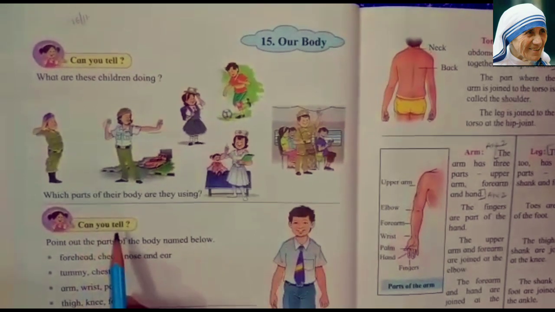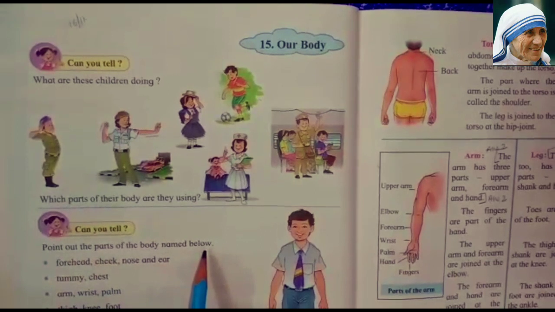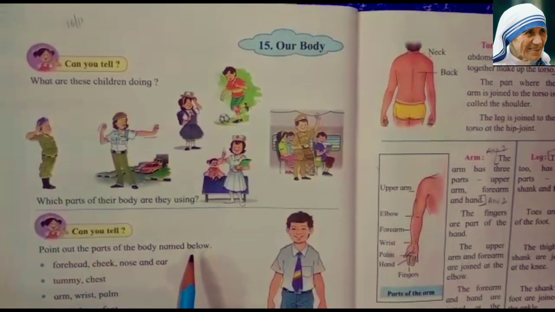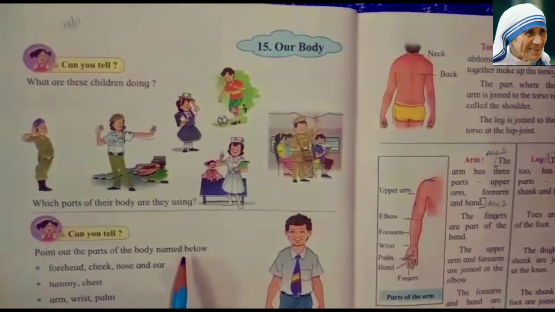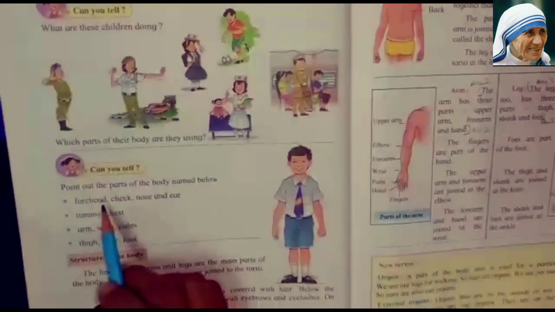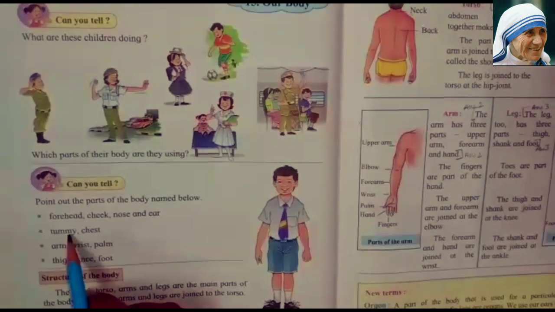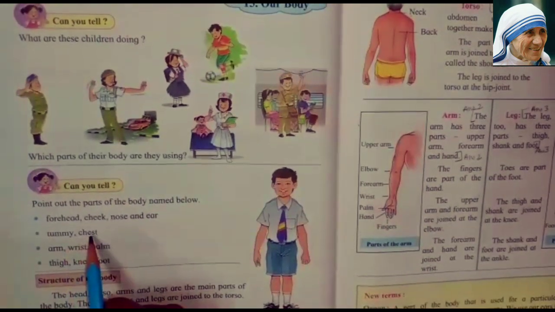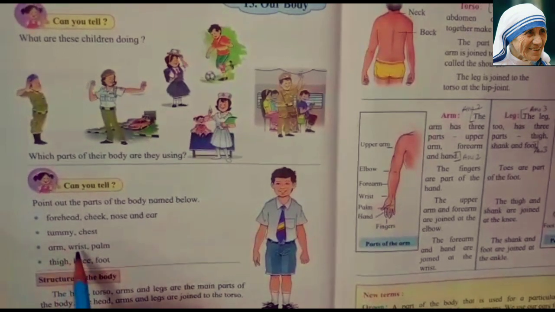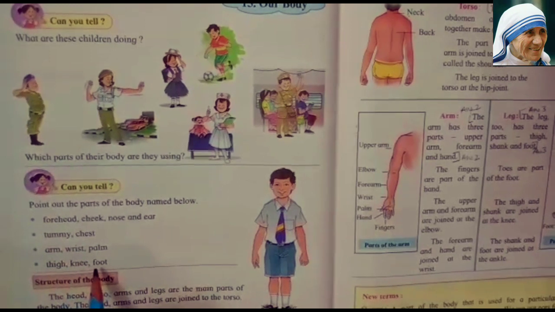Can you tell? Point out the parts of the body named below. Now you have to point out the body parts. Forehead. Everyone knows what is forehead? Cheek, nose and ear. Tummy means stomach. Chest, arm, wrist, palm, thigh, knee, foot. Okay.